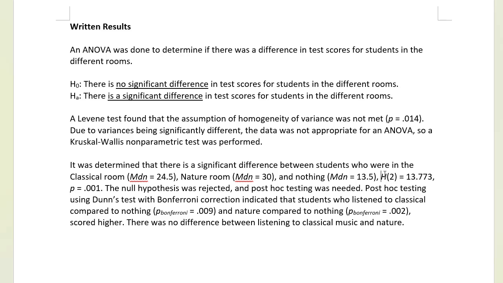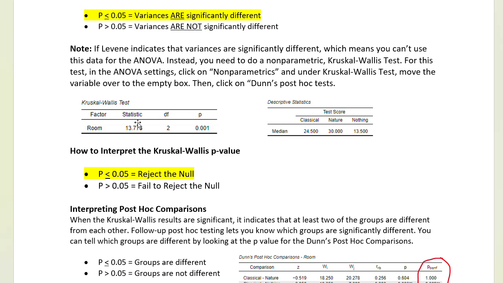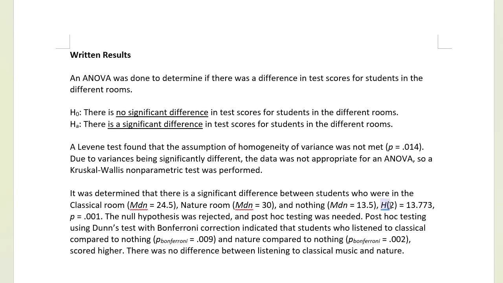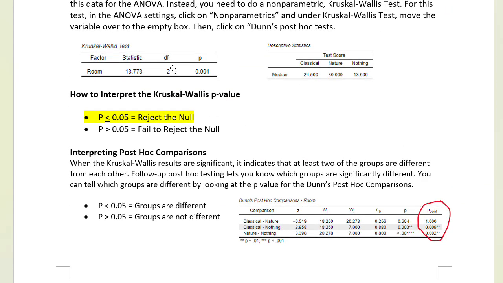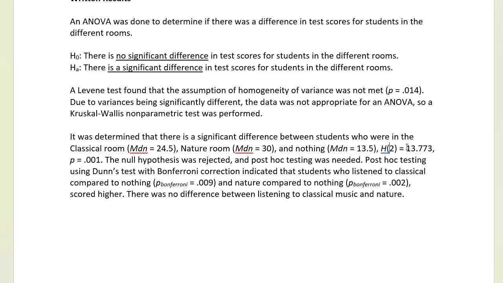Then for your results, the results do look a little bit different. We've got H because it is an H test. It is a Kruskal-Wallis H test. And I don't think it shows anything. Yeah, it doesn't say that it's the H statistic, but it is an H statistic. So it is H, so italicize the H. The 2 for the degrees of freedom is already provided right there for that Kruskal-Wallis test. Then we've got the H value from the Kruskal-Wallis test, and then the p-value from the Kruskal-Wallis test.